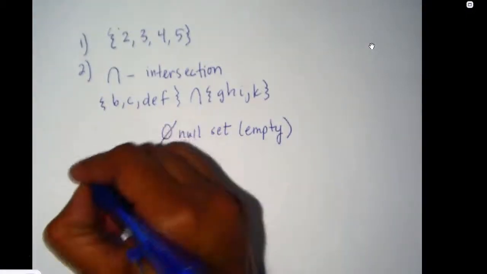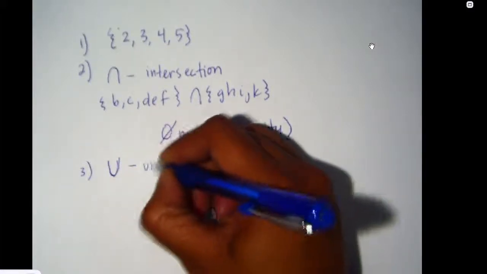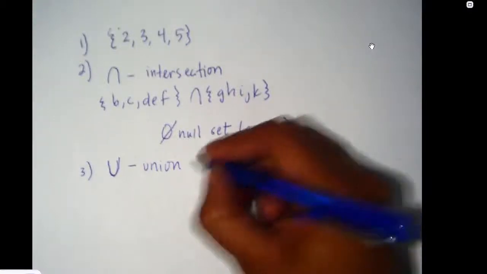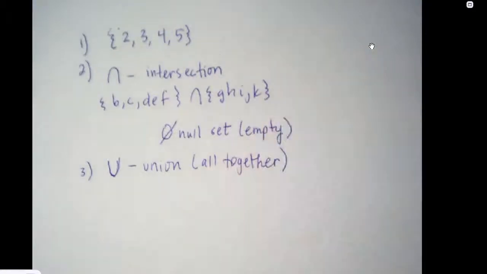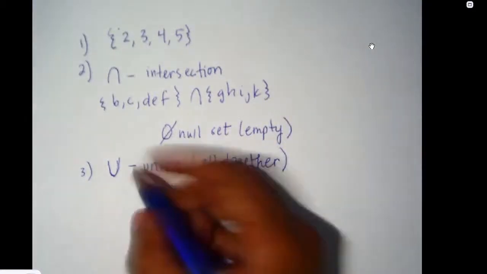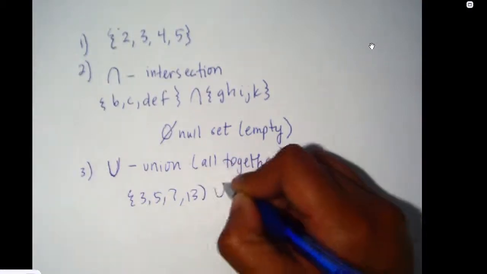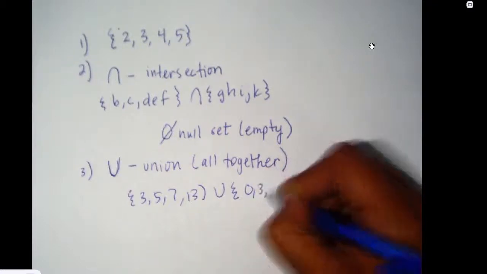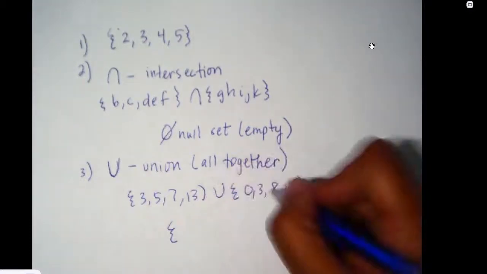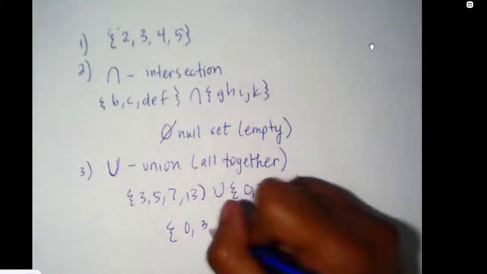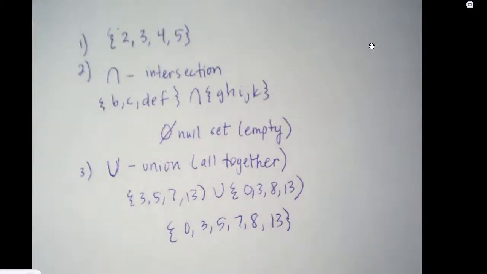Number three is the opposite of an intersection. It's the union symbol, so it's a right side up U. And union means all together. So no overlap or what they have in common, but everything included. So when I look at the set 3, 5, 7, and 13, and I union it with the set 0, 3, 8, 13, the answer will be to just list everything, starting from least to greatest. So 0, 3, 5, 7, 8, and then 13. That would be the union.